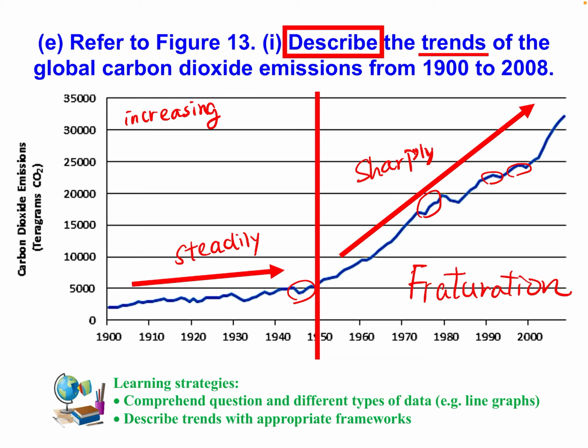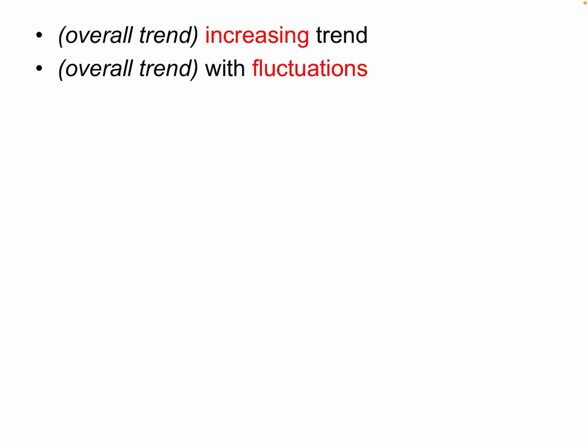So now let's write down, filling in the blanks, to describe the trends of the carbon dioxide. Very easy, same as what we described about temperature. I hope that you have no problem. So now let's write down: the overall trend is increasing trend. Oh, I marked it wrongly, sorry. Fluctuation. Sorry, I marked it wrongly before. So change it: fluctuations, with some 波幅.